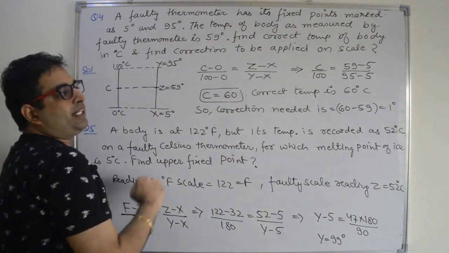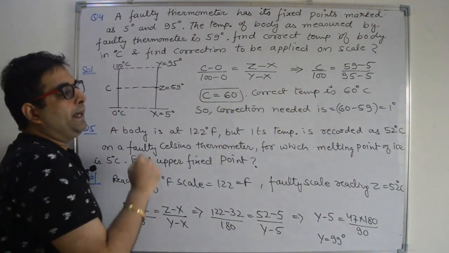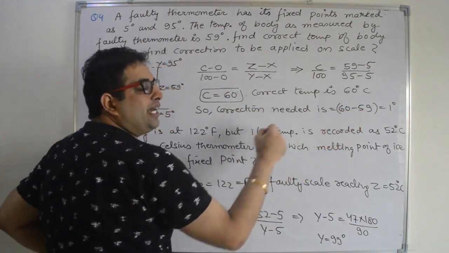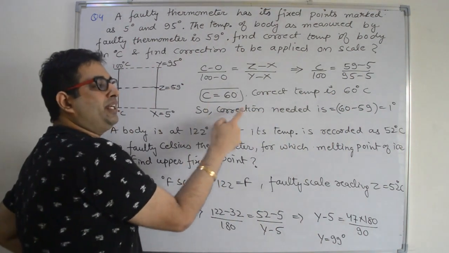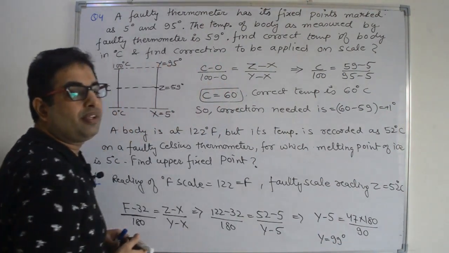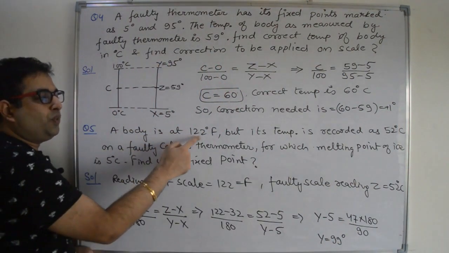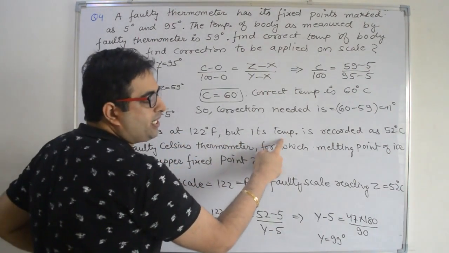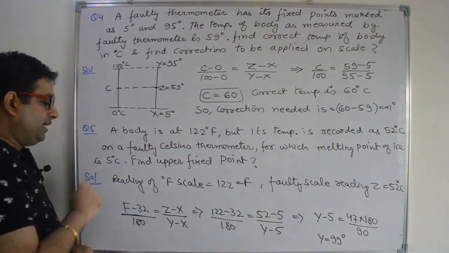That means the correct body temperature is 60 degrees Celsius, but this scale is measuring 59. So what is the error? Error is 1 degree. So what is the correction? Correction needed is plus 1 degree Celsius. Right? Fifth problem. A body is at 122 degree Fahrenheit, but its temperature is recorded as 52 degrees Celsius on a faulty Celsius thermometer, for which melting point is given to you.